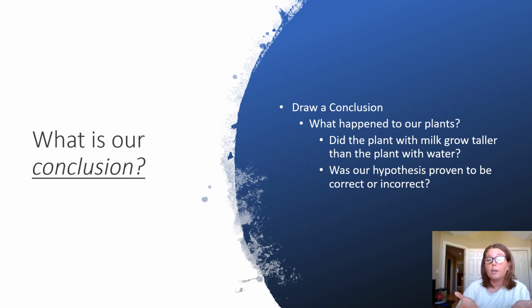So what happened to our plants? What did we learn from our experiment? Did the plant with the milk grow taller than the plant with the water? Did the milk help? And then we go back to our hypothesis. We stated that if the plant was given milk, then it would grow faster than the plant with water. Was that true? And I think we're going to find out. It's probably not true. By the end of this science experiment, you'll find out that I don't think milk helps plants grow faster. So we're going to find out if our hypothesis was correct or incorrect.